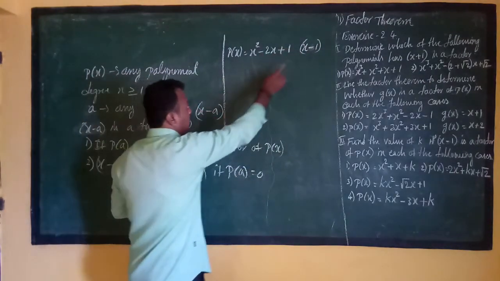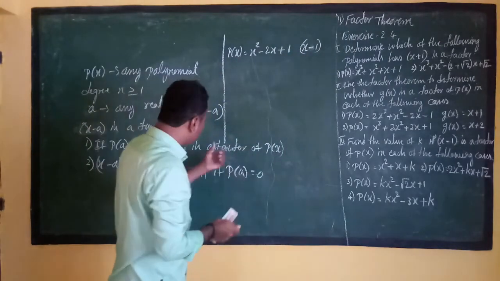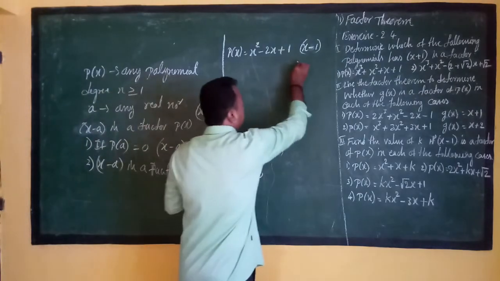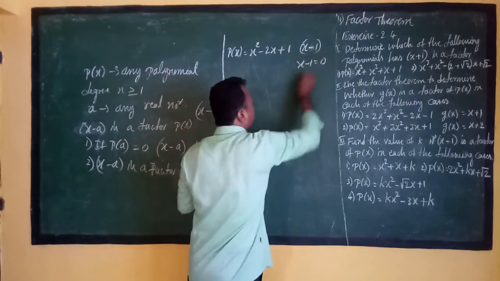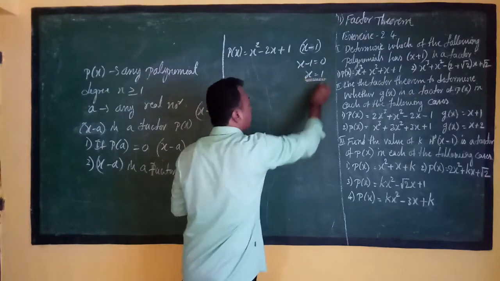Okay, let us check it. So x minus 1 is a factor of p of x when p of a becomes 0. Correct? Yes, let us check it. That means I will equate x minus 1 to 0. We have to calculate the x value. x becomes plus 1.